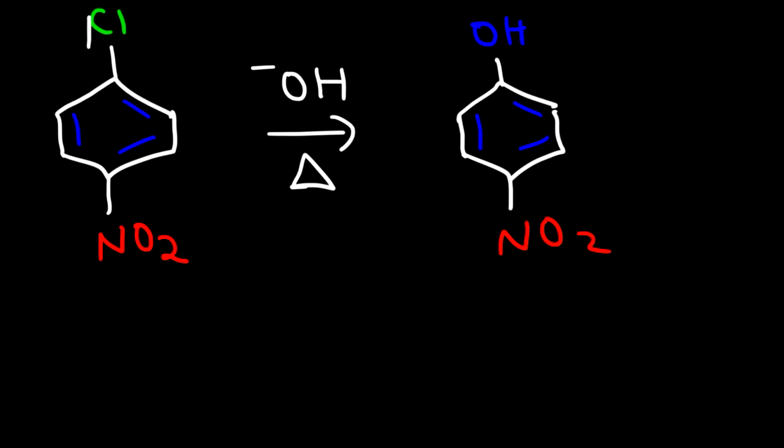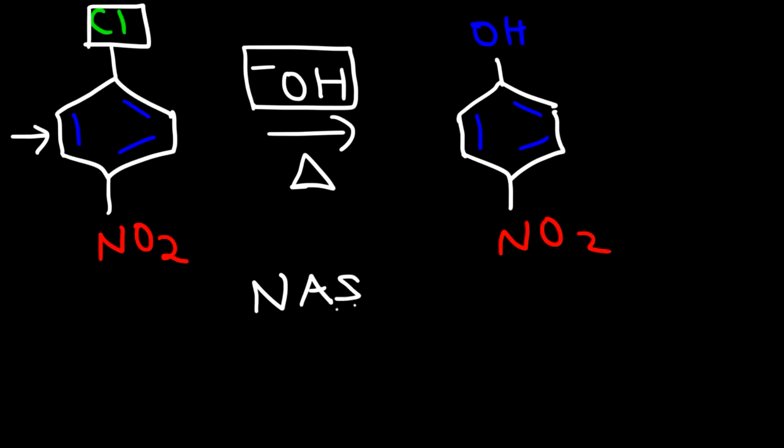Now, what type of reaction is this? So we're replacing a chloride group with a nucleophile. So this is going to be a nucleophilic substitution. And we have an aromatic ring, so collectively it's called a nucleophilic aromatic substitution reaction. So now let's go over the mechanism for this reaction.